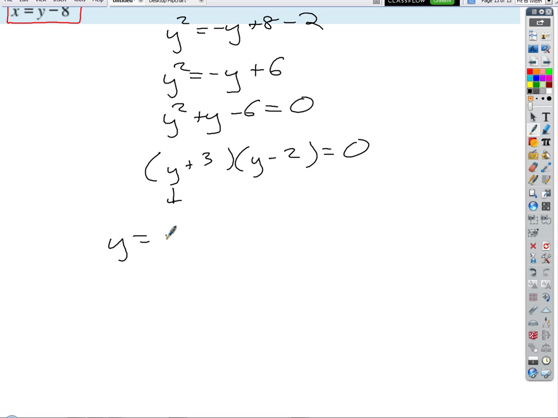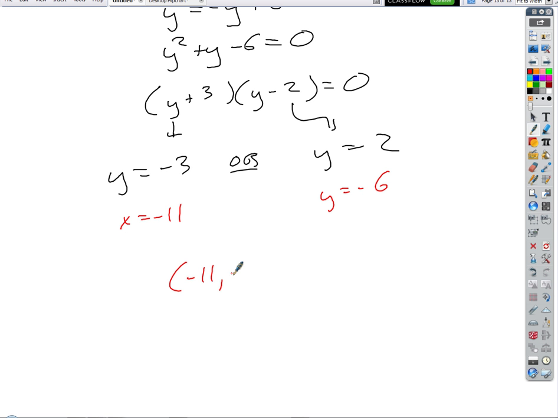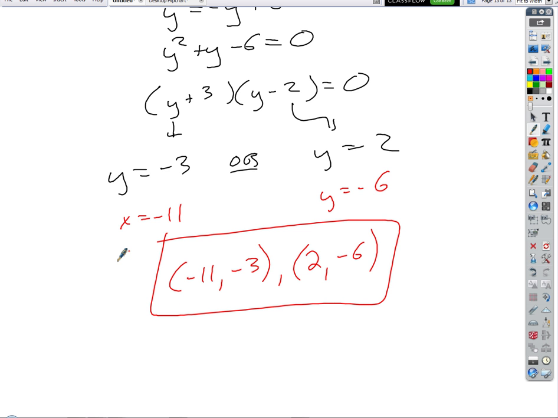So then what are my solutions? Either y equals what? -3 or y equals 2. If we go back and plug those in, what are the x values we get? -3 minus 8 is -11. 2 minus 8, -6. So my solutions look like (-11, -3), comma, (-6, 2). Make sense? Whew, it's a lot of math.